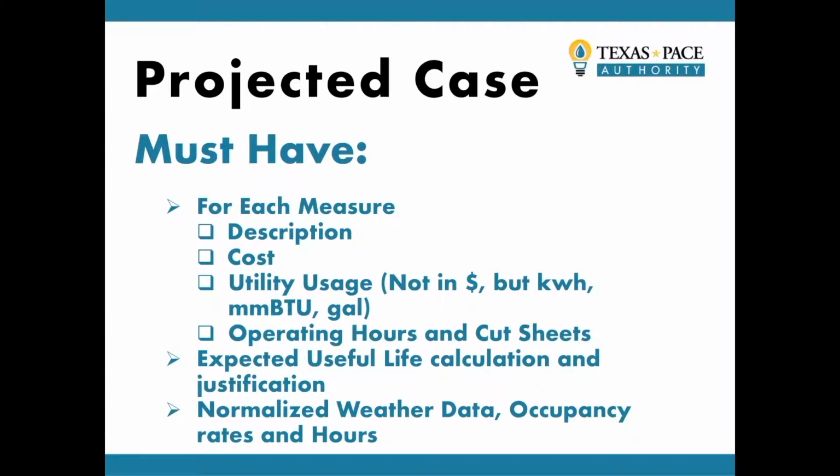We also need to know operating hours, and if you have cut sheets on the equipment as well, that would be helpful. We're also going to expect that you perform an expected useful life calculation and justify that, and we'll discuss what that should look like shortly. And finally, you'll also need to provide the assumptions that went into your analysis, whether it's weather normalization data, occupancy rate, hours of operation, things like that.